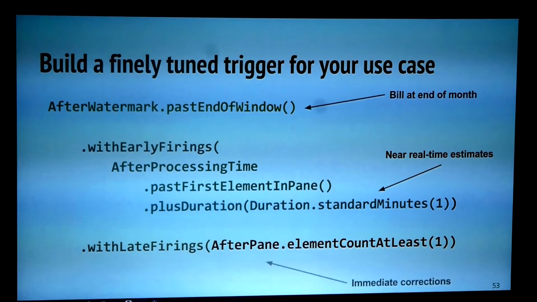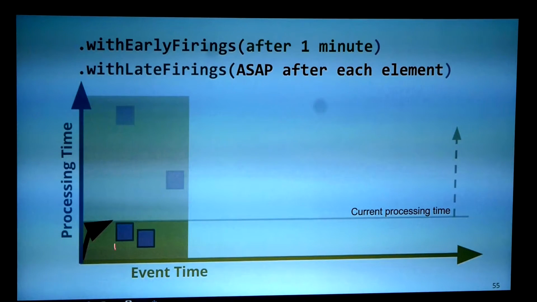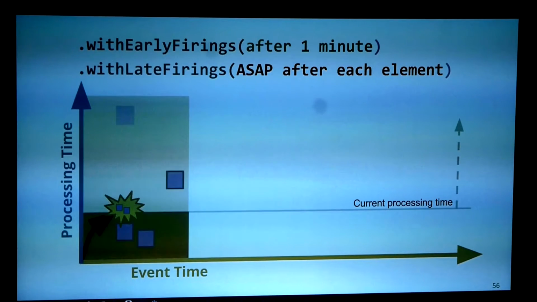And then we've also specified late firings after pane element count at least 1. So this says that whenever an element arrives late after we already sent the bill, immediately send a revision to the bill, right? So let's see how this evolves. We're going to focus on just one window. Initially, 2 input elements arrive, and they're buffered. The watermark hardly moves. None of our trigger logic says we should output, so we're just waiting.